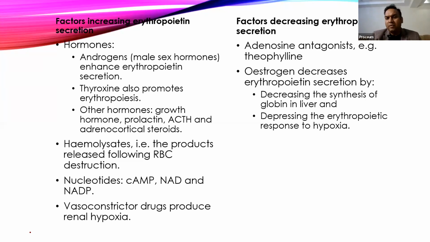Then come to the factors which increase the secretion of erythropoietin. There are many hormones which directly or indirectly act on erythropoietin and increase its secretion. First and most common is androgen or testosterone, the male sex hormone, which directly increases the secretion of erythropoietin. Another is thyroxine. It not only increases the erythropoietin secretion but also promotes its effect on erythropoiesis. Apart from these, other hormones like growth hormone, prolactin, ACTH, and steroids also have an effect on erythropoietin and increase its secretion, and some hormones also have an effect on increasing erythropoiesis.